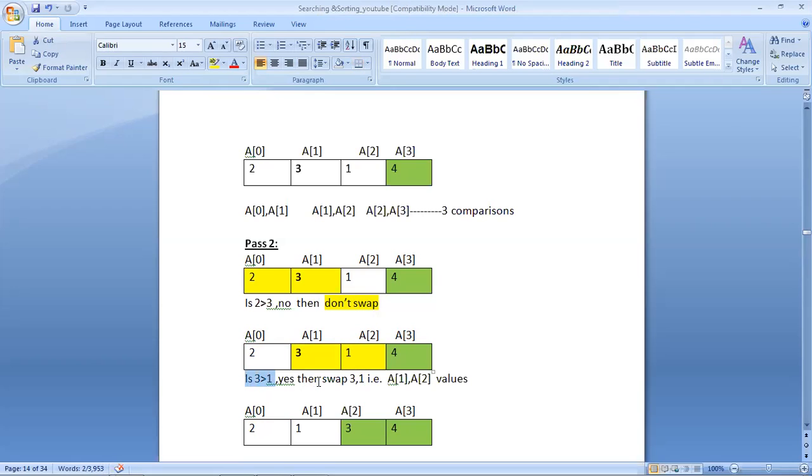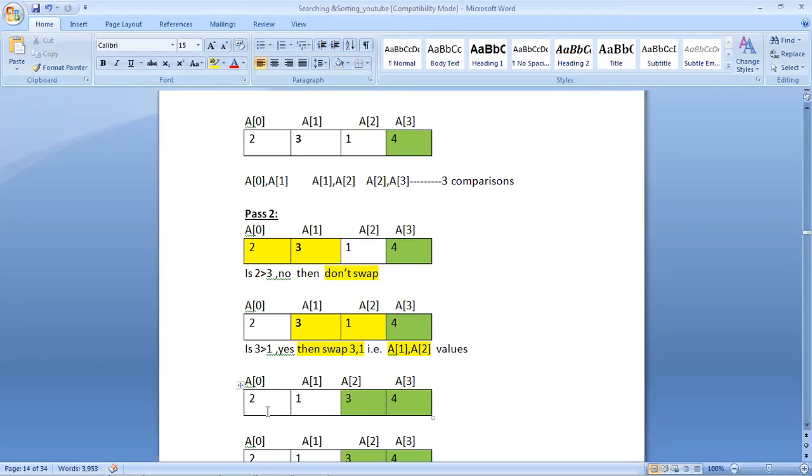Yes. That means 3 and 1 are not in ascending order, so we have to swap 3 comma 1. If you swap 3 comma 1, that is a of 1 comma a of 2, the second and third values of the array. After the swap operation, the array values are 2, 1, 3, 4.